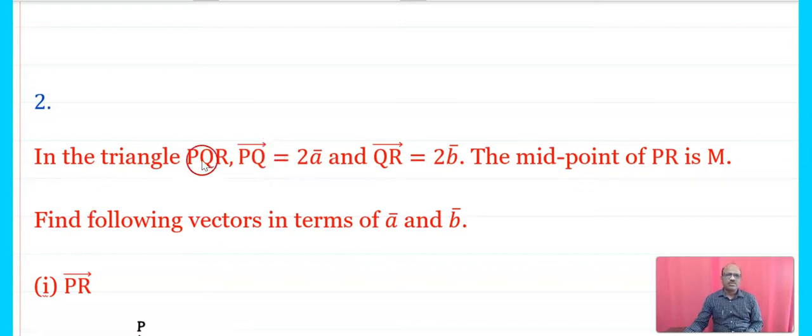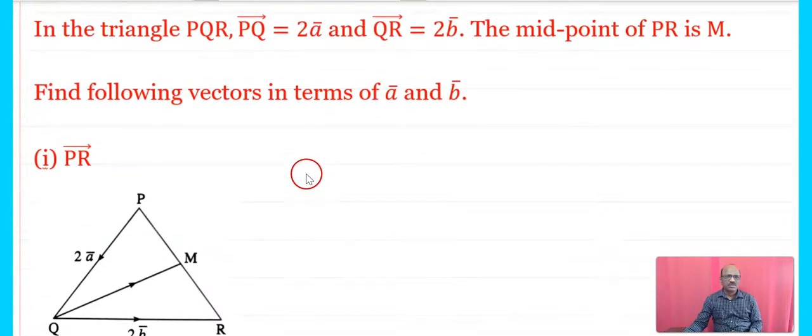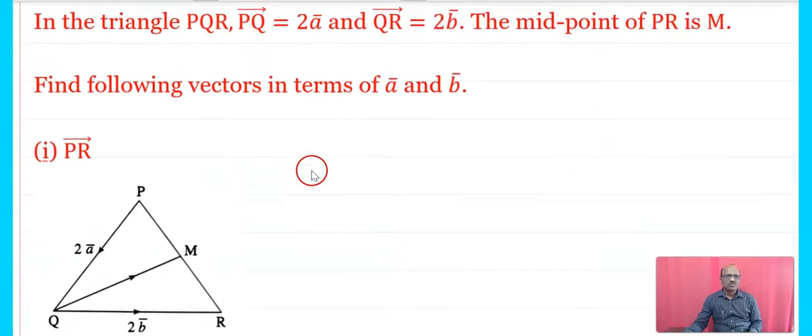In triangle PQR, PQ is equal to 2a bar, QR is equal to 2b bar. The midpoint of PR is M. Then find the following vectors in terms of a bar and b bar. Now see, in this triangle PQR, PQ is 2a bar, QR is 2b bar, and the midpoint of PR is M. Find the following vectors in terms of a bar and b bar.